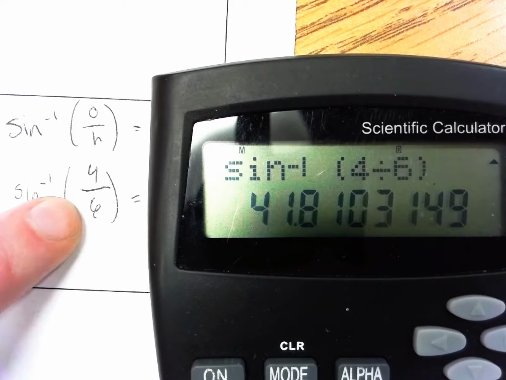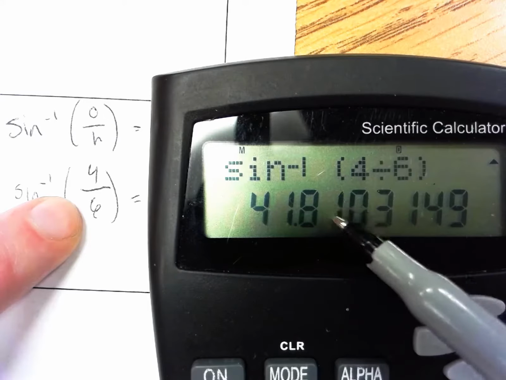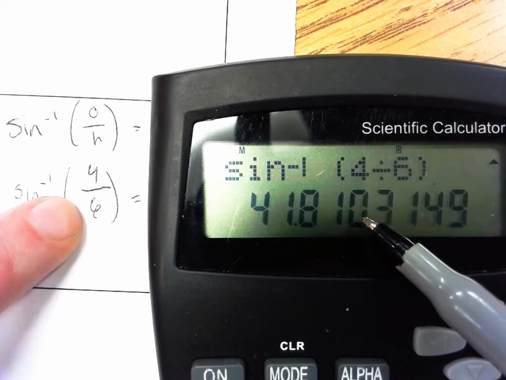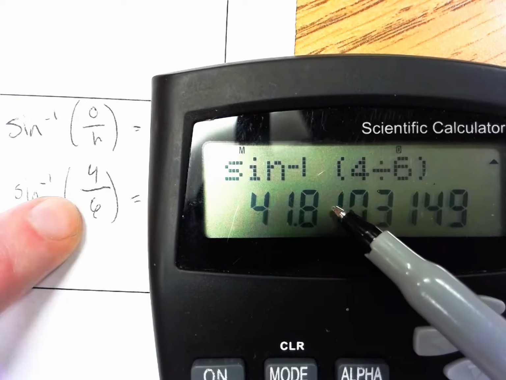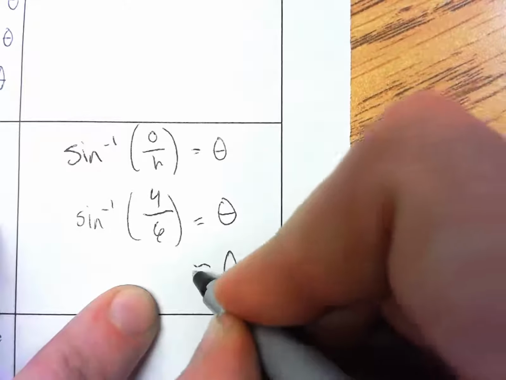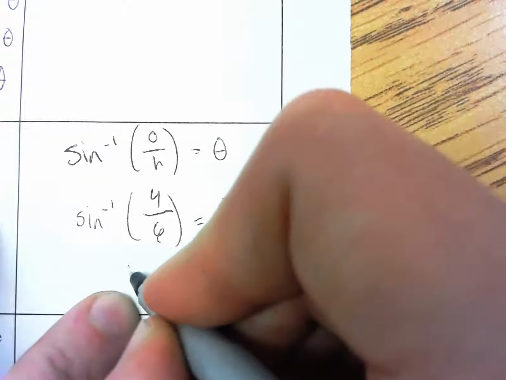I'm going to round it to the nearest second decimal, the hundredths place. We're going to look at the third decimal. It says 0, so 0 doesn't affect that. So my answer would be 41.81. And it's approximate, so we'll use our squiggles, 41.81.